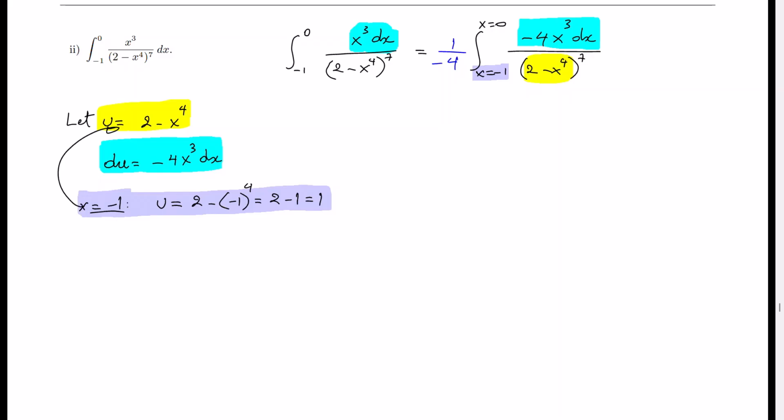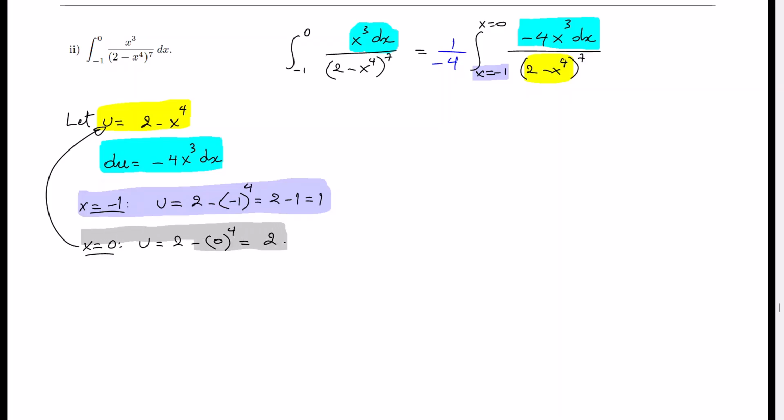And the last thing I need to do before I can solve the problem is determine what the new upper bound must be. So the old upper bound used to be x equal to 0. And again, use the same formula, use the same expression to figure out what u needs to be. So 2 minus 0 to the power of 4, well, that's just simply going to be 2. So this represents the new upper bound of my new problem.